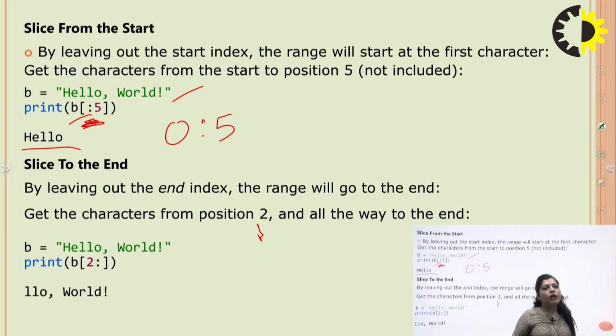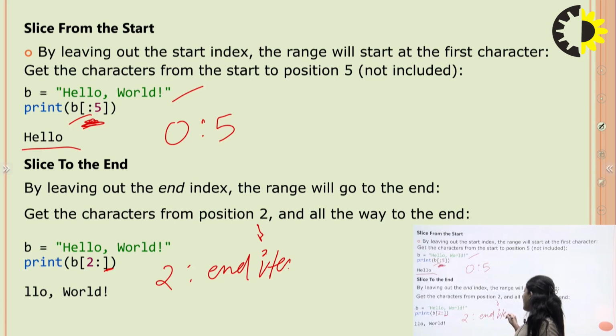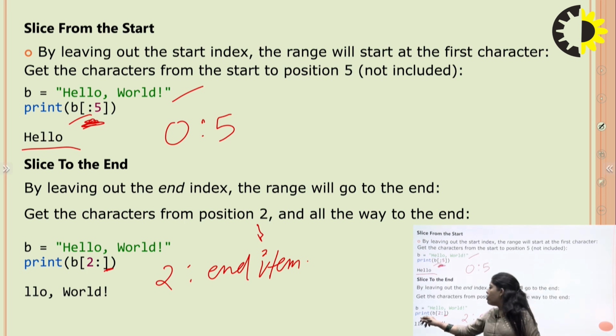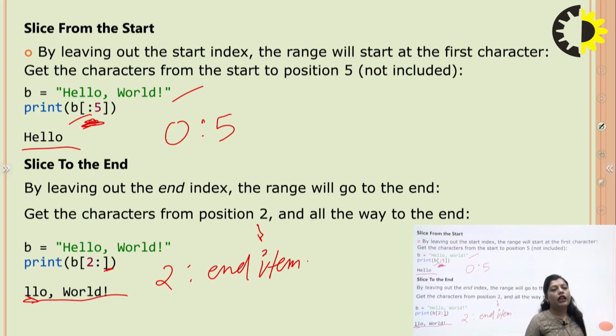Slice to the end means leaving the end index blank. This means the range will go to the end item. We can count and calculate until the string ends. So from 2 it will start, and until the end we can count the whole string.